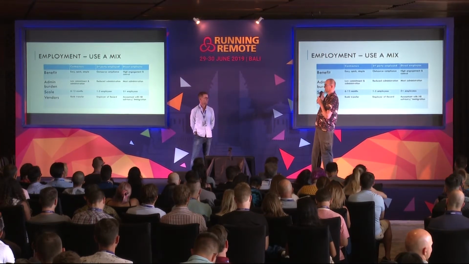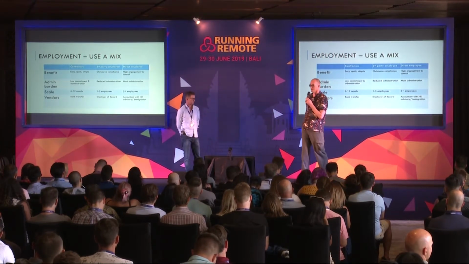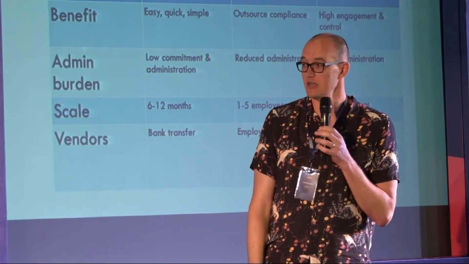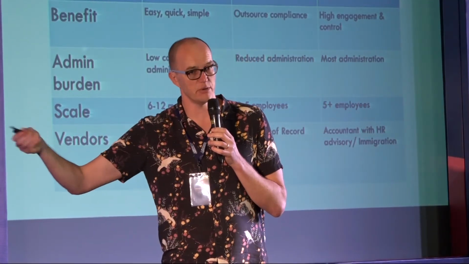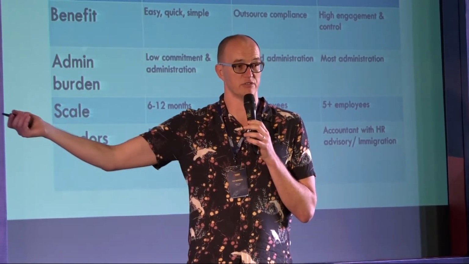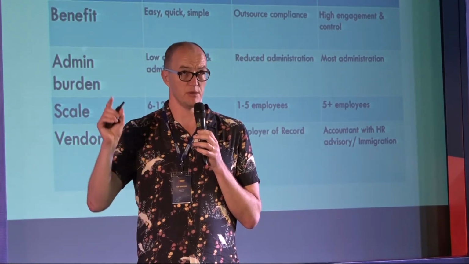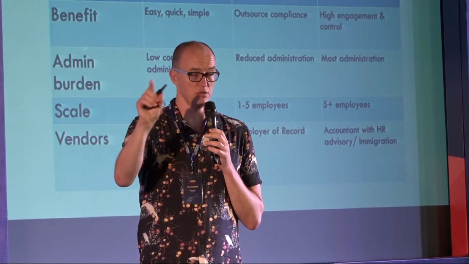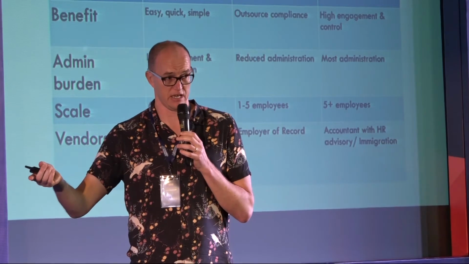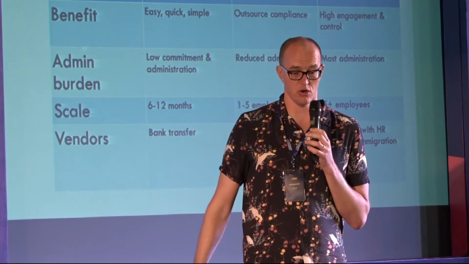And you can sort of tell here by the vendors. If you've got contractors, what vendors do you need? You need someone to make a bank transfer. If you're doing third-party employment, okay, you'll probably need an employer of record service. And where we've got direct employees, so at the moment we've got entities in Hong Kong, UK, and Australia. We're Australian. Duncan lives in the UK. I was there for a long time, and we know Hong Kong very well.